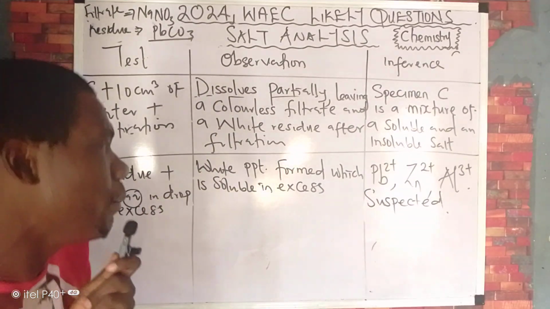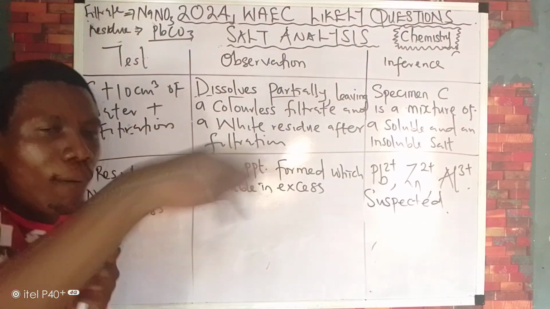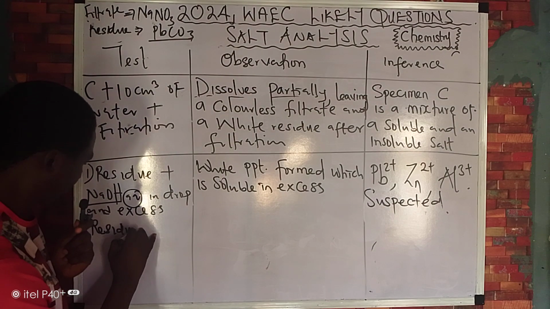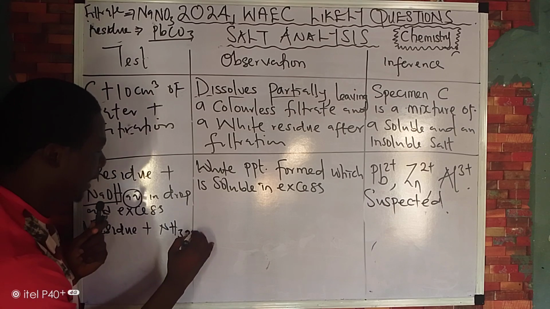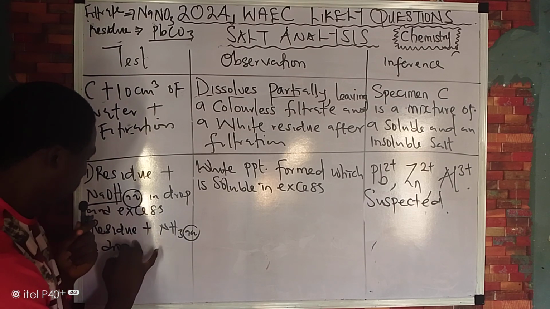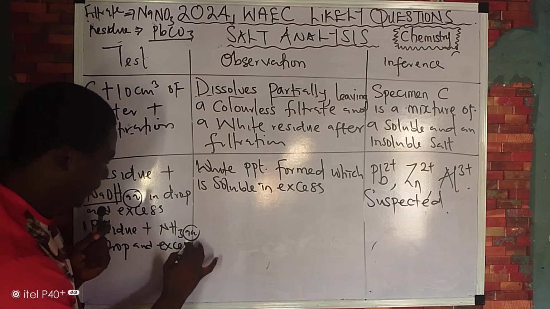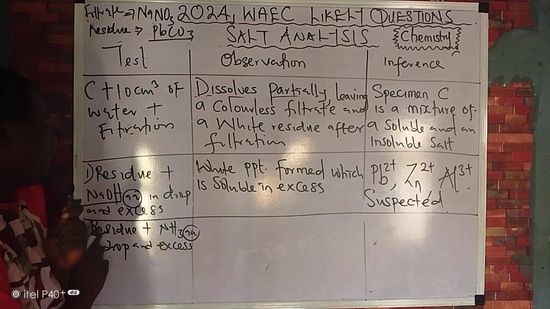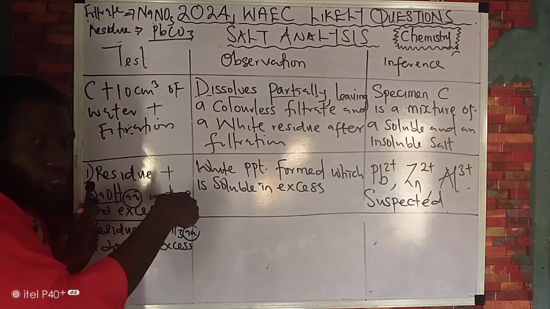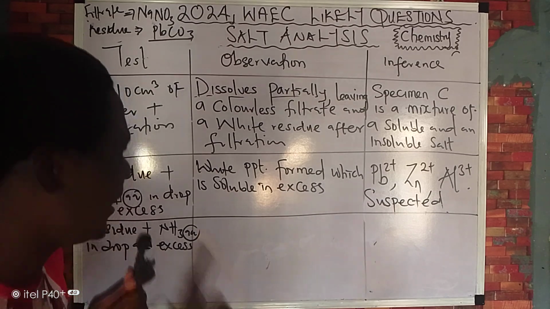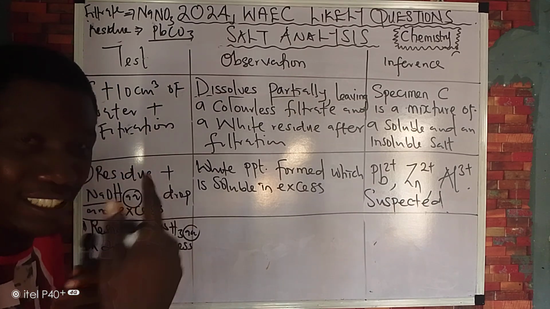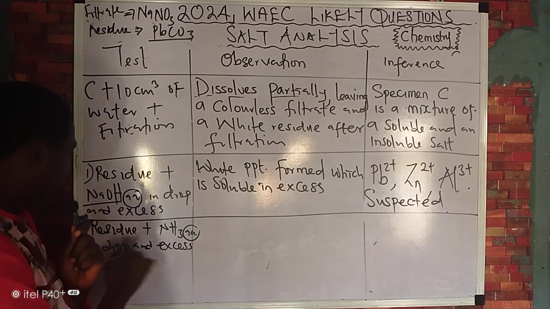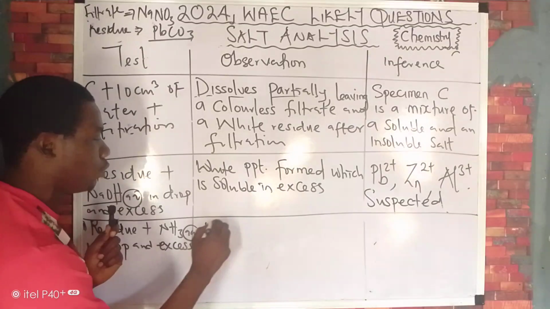Well, the next thing they will say is to add aqueous ammonia in drops and in excess. Okay, let's do it now. Now, the same residue plus aqueous ammonia in drops and excess. Don't forget, this one is on its own. Remember, sodium hydroxide and aqueous ammonia are to test for cations, so don't think it's carbonate. Take note of that. So if I take residue plus NH3, aqueous ammonia in drops and in excess, what will happen? The same thing will be observed.